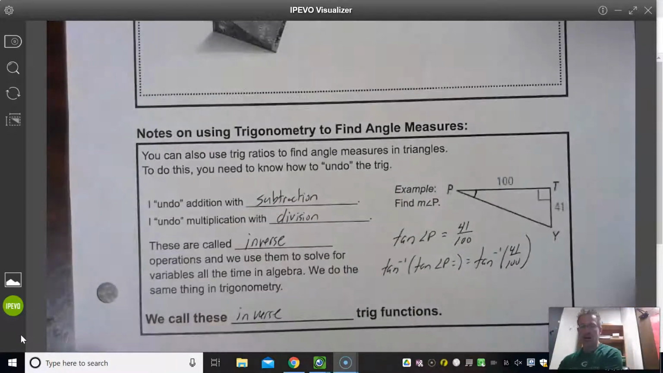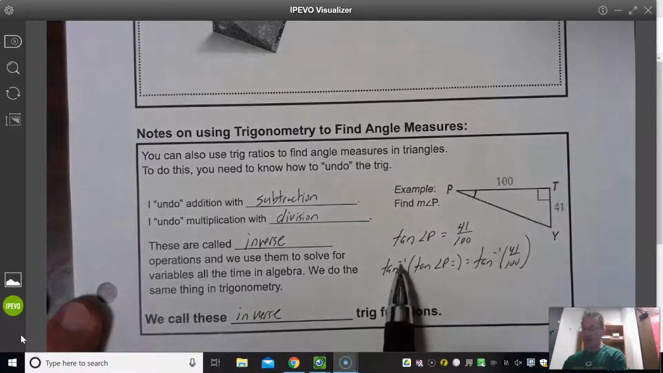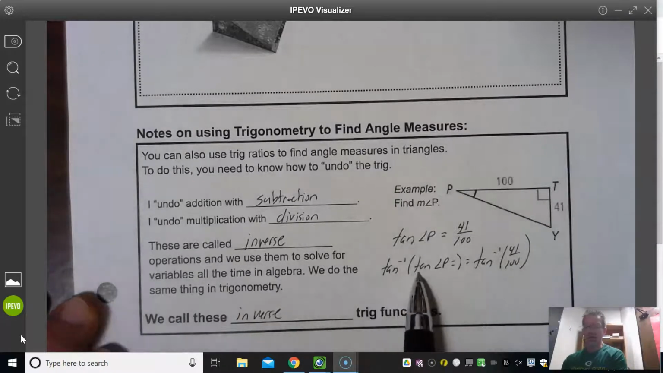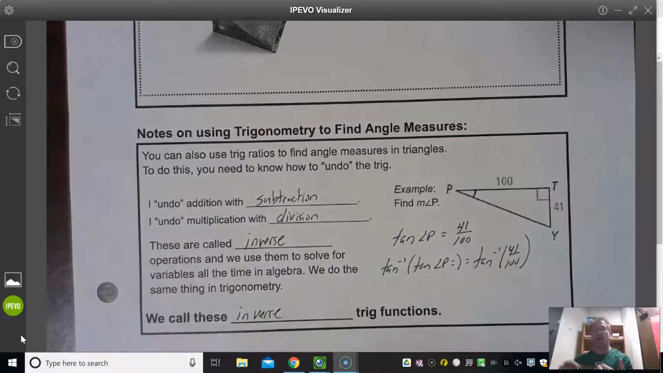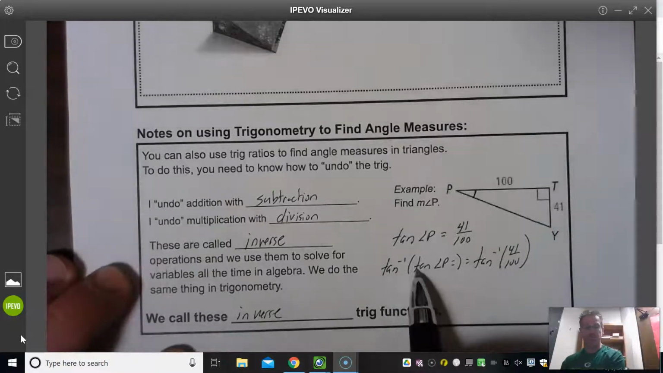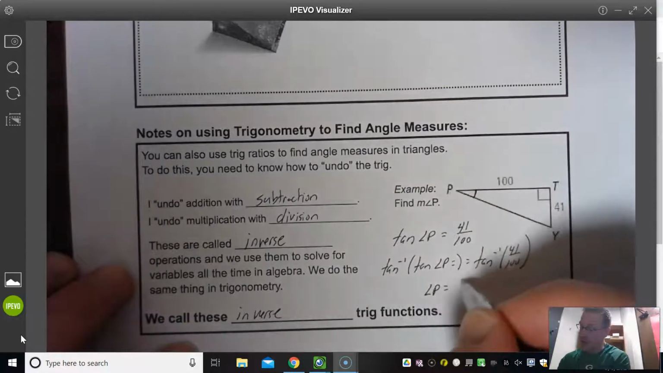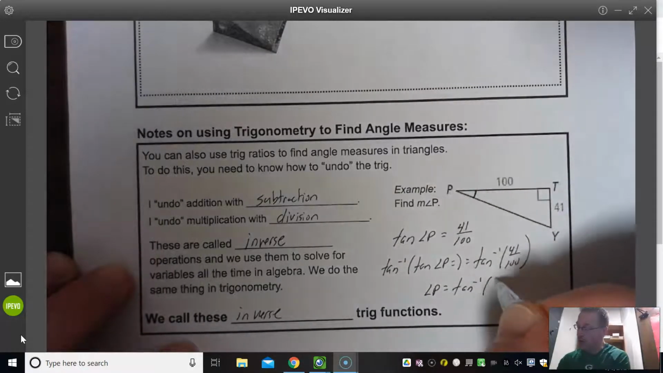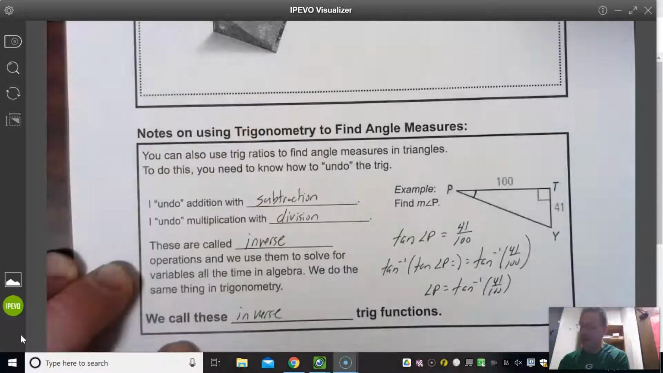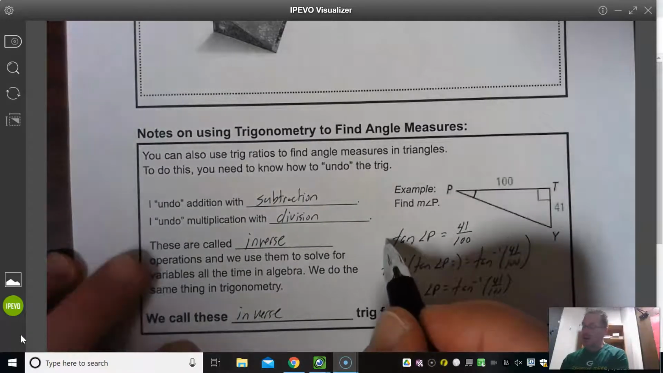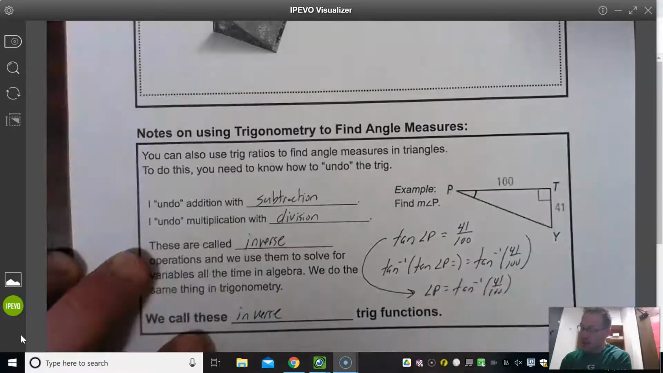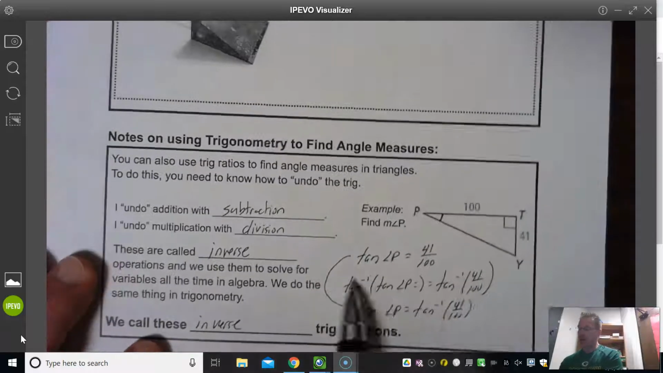So we're taking the inverse, and when you put this little -1 here, that means the inverse. So tangent inverse and tangent undo each other like square and square root, adding and subtracting, multiplying and division. They undo each other. And so we are really doing this to both sides, and we get angle P is equal to tangent inverse of 41 over 100. Now the reality is you can skip from this step to this step if you understand what's happening, but I wanted you to see this.